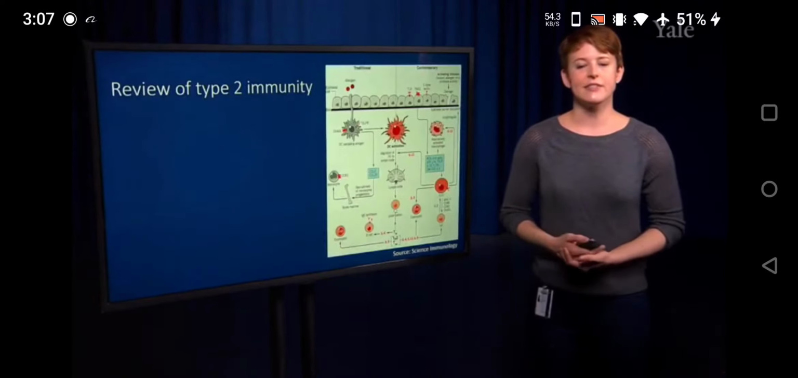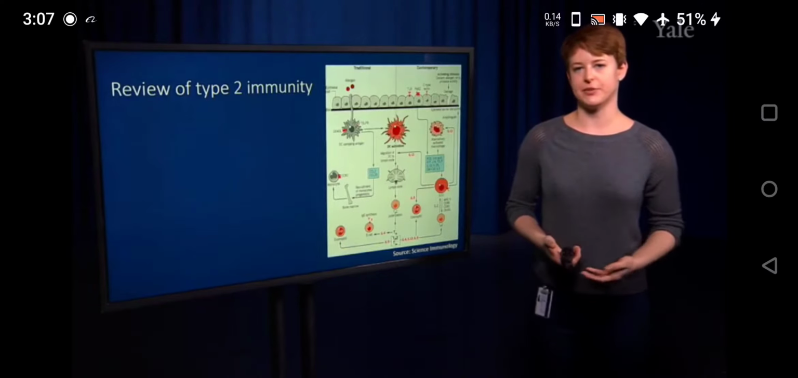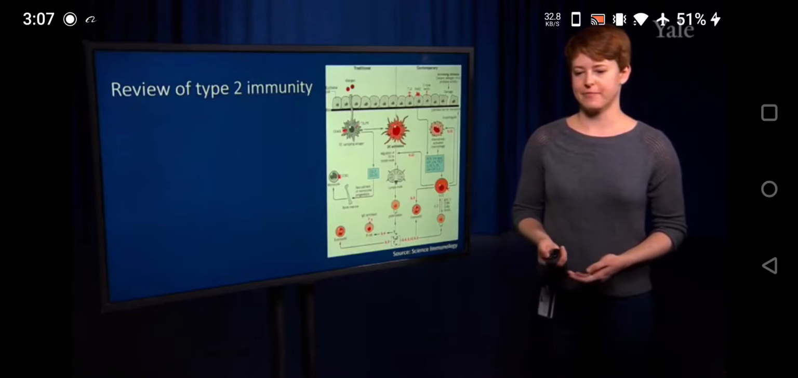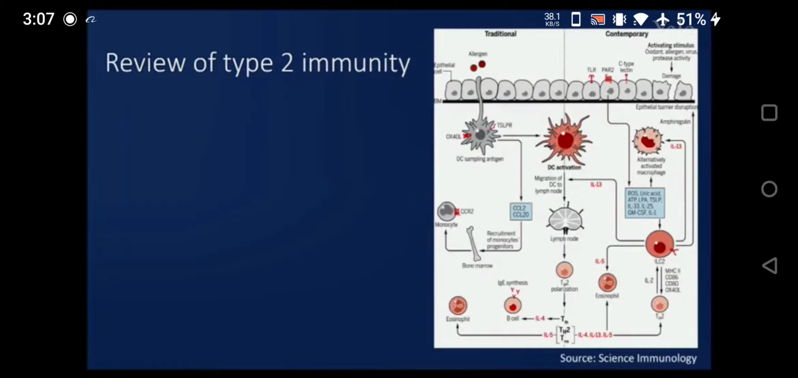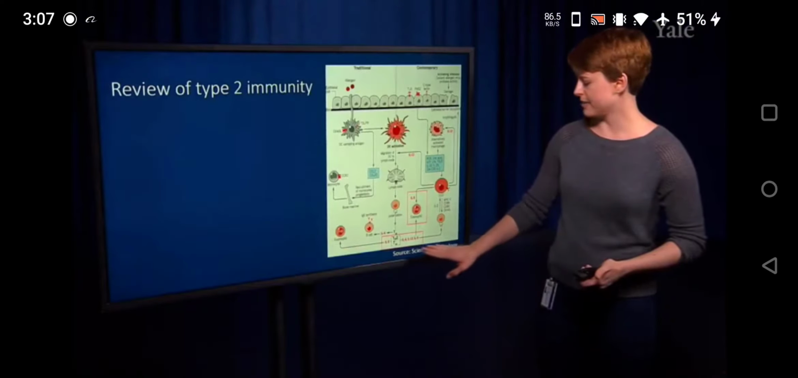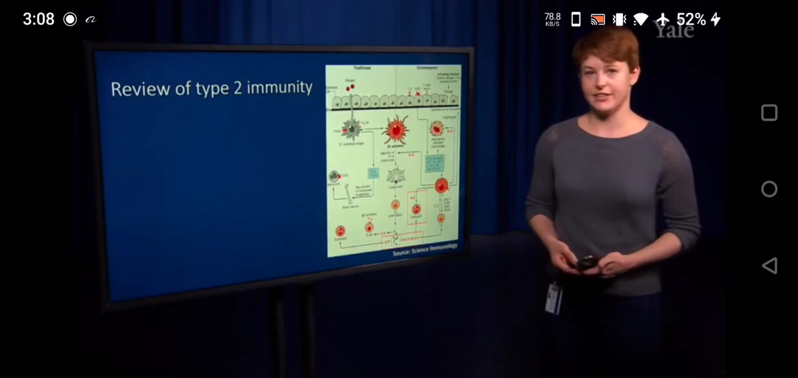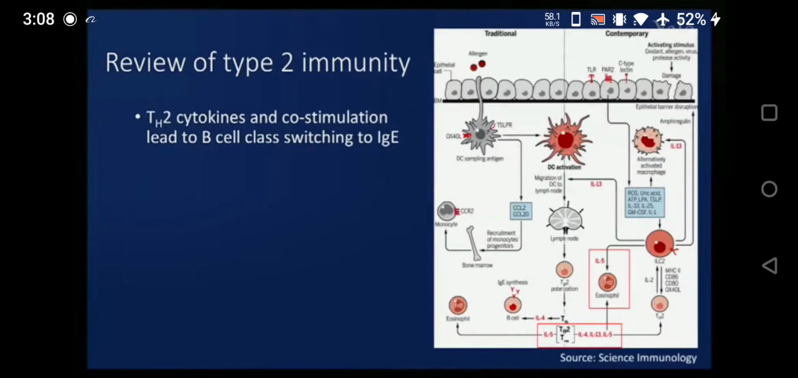So very quickly before we move on, I've mentioned type 2 response. I just wanted to give you a quick overview, a review of type 2 immunity. Here we can see, in this figure from a paper in Science Immunology, our eosinophils, which are very important for allergy, as we'll talk about. These eosinophils are produced primarily in response to cytokines such as IL-4, IL-5, and IL-13. These cytokines, which we'll be calling Th2 cytokines, will also help provide co-stimulation and lead to B-cell class switching towards IgE.